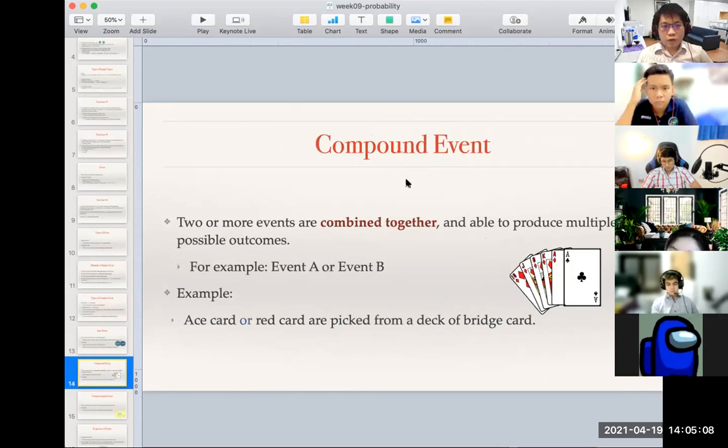Next, compound events. A compound event is when two or more events are combined together and able to produce multiple possible outcomes. For example, you can think of it in English as event A or event B, using or. For example, an ace card or a red card is picked from a deck of bridge cards. So this is the illustration. From the 52 cards, you can pick either any red card, or an ace card if you want to pick a black card.